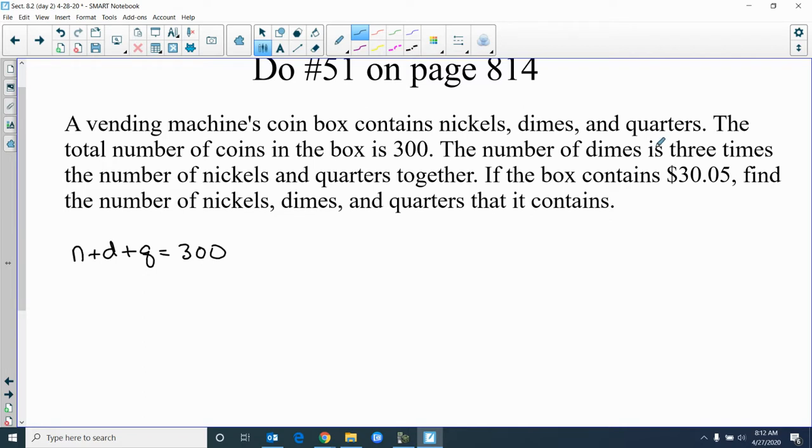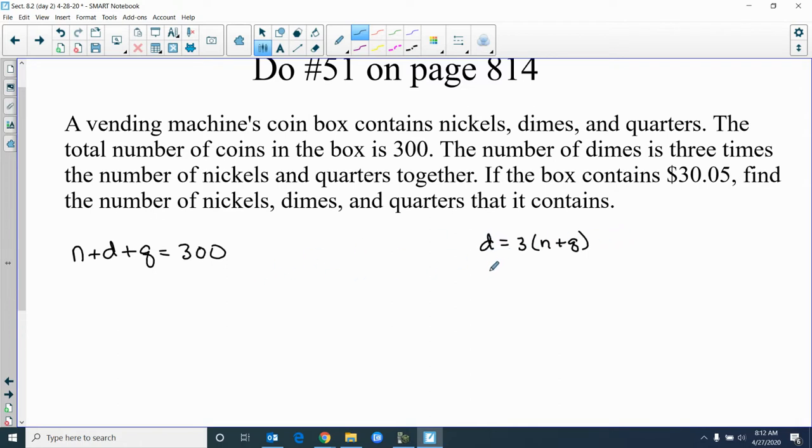All right, the number of dimes. I'm going to do this on the side first, just a little bit of scratch work. The number of dimes equals 3 times the number of nickels and quarters together. Well, how do you represent that? 3 times the number of nickels and quarters together. You're going to have to put that in parentheses. You can't do 3n plus q. It has to be 3 times the quantity n plus q.